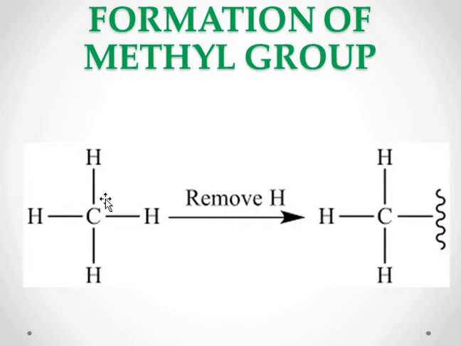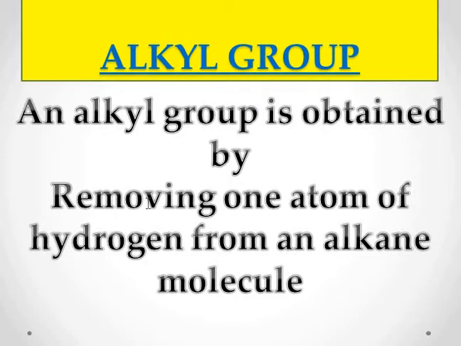So this is our methane, CH4, a carbon with four hydrogens. Now if you remove one hydrogen atom from this methane, this methane is your parent atom. If you remove one hydrogen, then this CH3 is known as your methyl group. So this is the meaning of alkyl group: removing one atom of hydrogen from an alkane molecule gives an alkyl group.